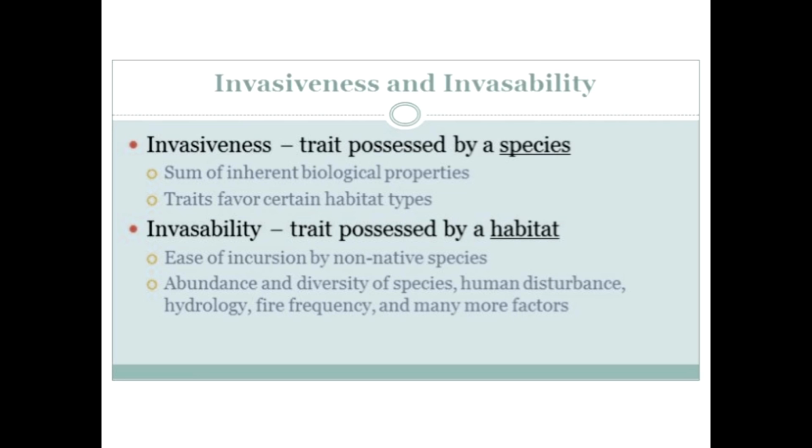The sum of those inherent biological properties gives it a score that increases or decreases its likeliness of becoming invasive. And invasibility, the flip side of that, is a trait possessed by a habitat. So the same way as species have the sum of these biological scores, ecosystems and habitats do as well. A habitat with a lot of disturbance is more open to being invaded. An area with a lot of flooding, frequent fires, low diversity or abundance of native species. These types of things increase the ease at which a habitat is invaded by a species.